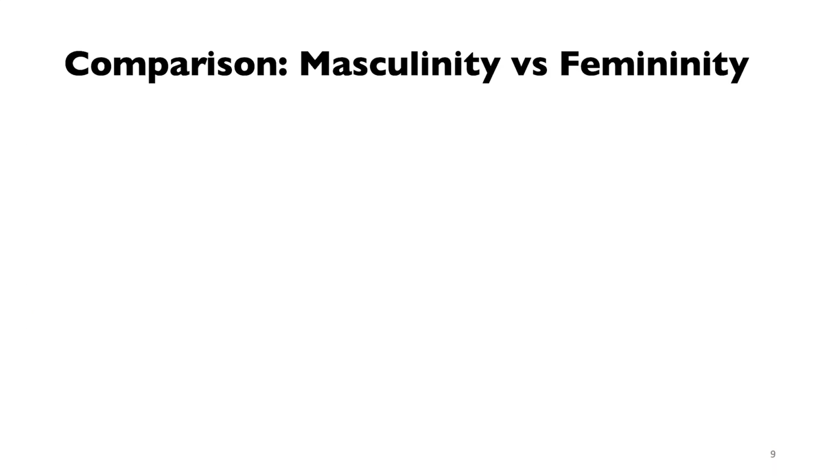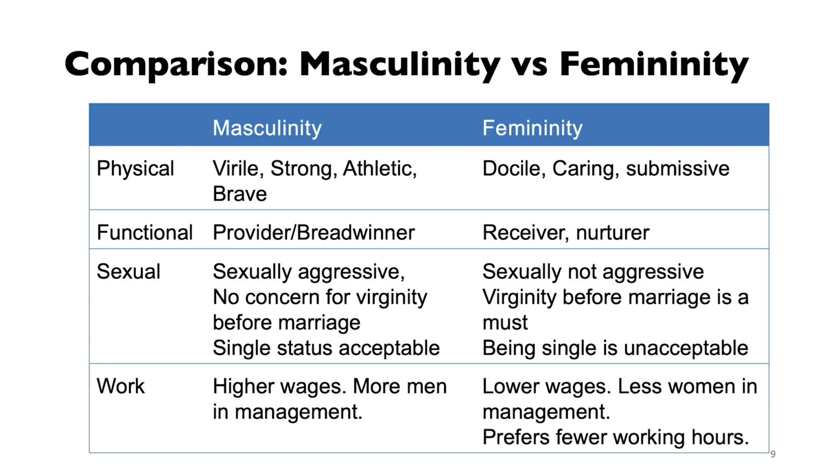So, if we compare masculinity with femininity, physically, a male should be strong, brave, athletic, and a female should be caring, submissive, and in the functional aspect, the male should be the provider, the breadwinner, and the female the receiver and the nurturer. Sexually, the male should be sexually aggressive, and there is no concern for virginity in the society with regard to males, and single status is acceptable. On the other hand, the female sexually should not be aggressive, and the society expects virginity before marriage, and being single is not that acceptable in the society.